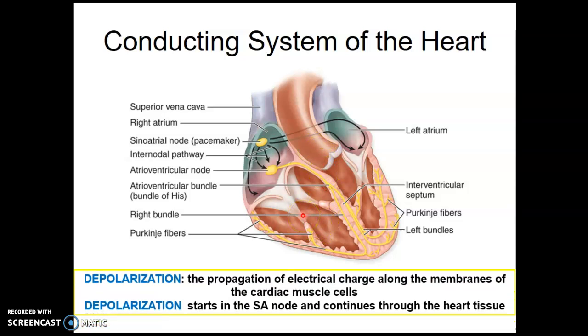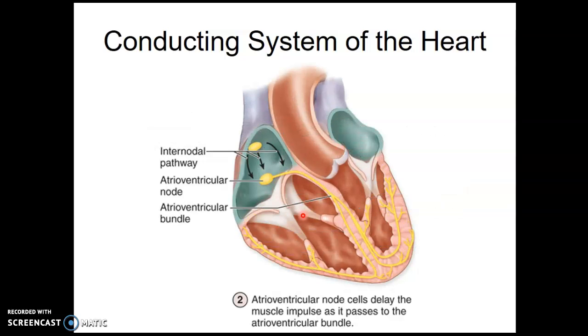So depolarization is the propagation of electrical charge across the membranes of the cardiac muscle cells. Depolarization starts in the sinoatrial node and continues through the heart tissue. And we'll just see some pictures of that flowing along.